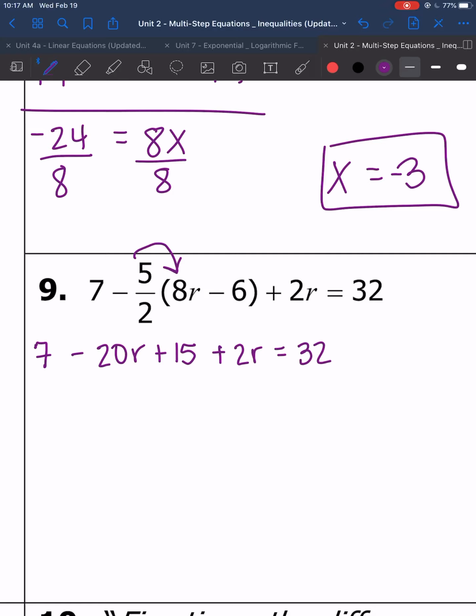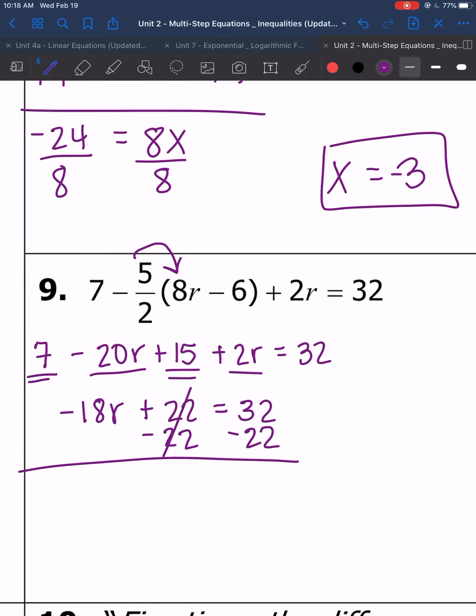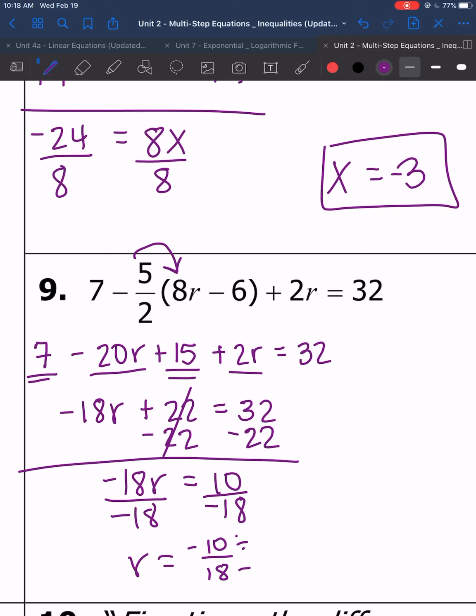So I need to combine my like terms first. So I have 2r and negative 20r, so I get negative 18r. And then I have 7 and I have 15, so plus 22 equals 32. So I'm going to subtract 22 from both sides. Negative 18r equals 10. Then I'm going to divide by negative 18. So r is negative 10 over 18, which does simplify. I can divide both of them by 2. So I get negative 5 over 9.